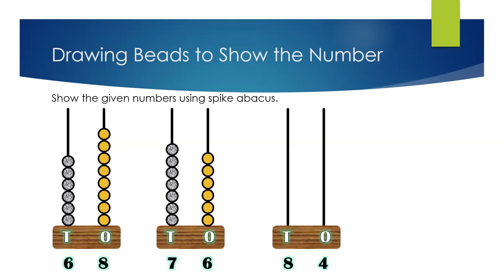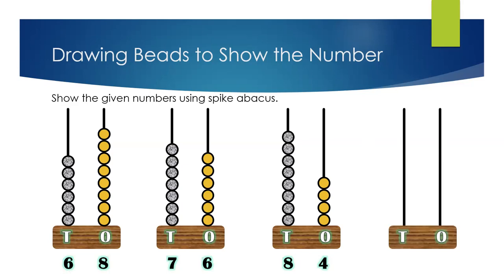84 consists of 4 ones and 8 tens. It means how many beads will we place in the one spike? We will place 4 beads to show 4 ones. So here we have placed 4 beads to show 4 ones, and here we have placed 8 beads to show 8 tens. Here are the number of beads: 1, 2, 3, 4, 5, 6, 7, 8. 8 beads to show 8 tens.